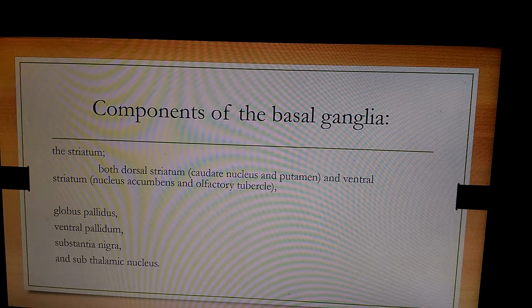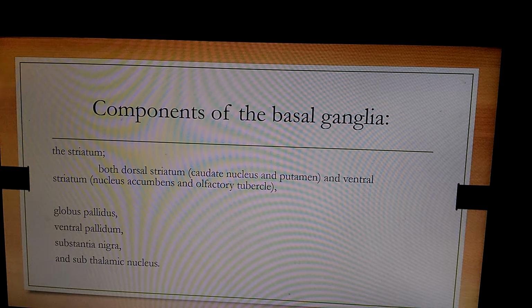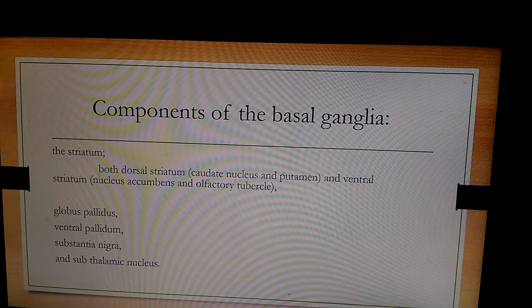Components of the basal ganglia: the striatum, both dorsal striatum, which includes caudate nucleus and putamen, and ventral striatum, which includes nucleus accumbens and olfactory tubercle. Other parts are globus pallidus, ventral pallidum, substantia nigra, and subthalamic nucleus.